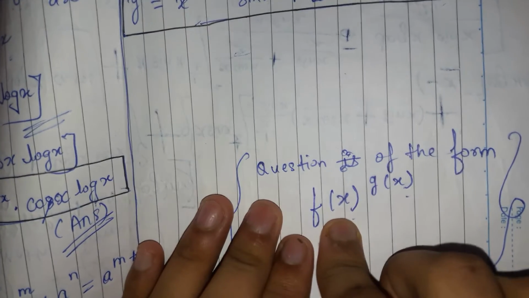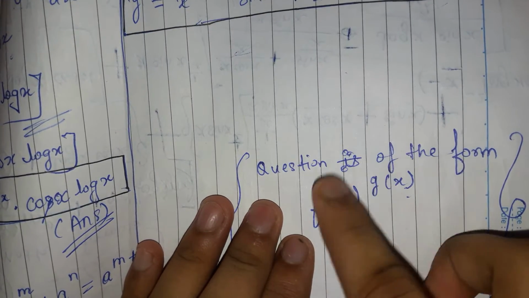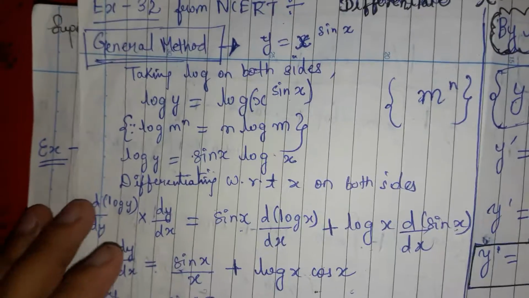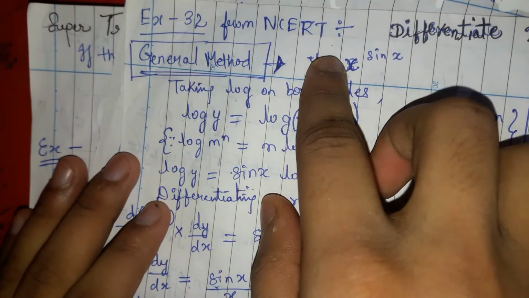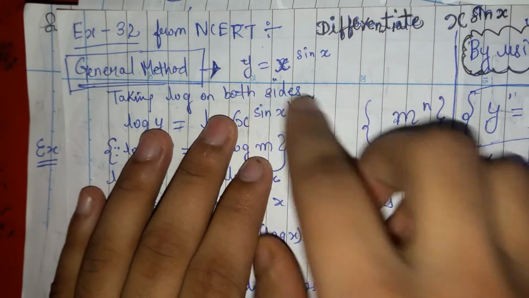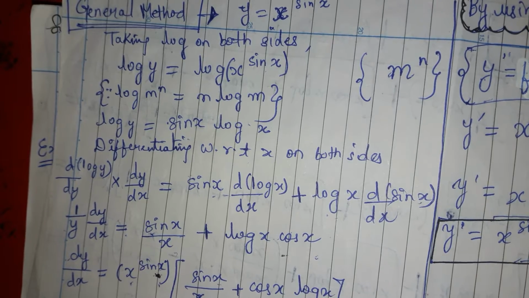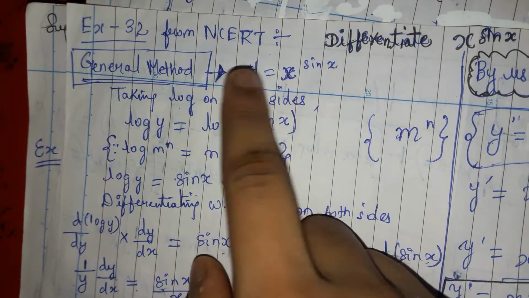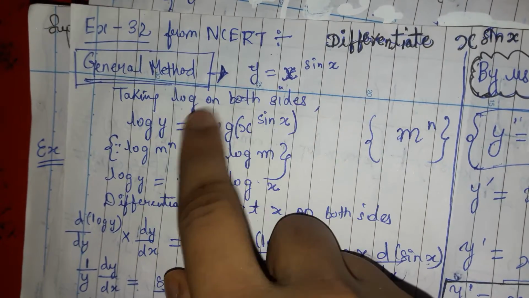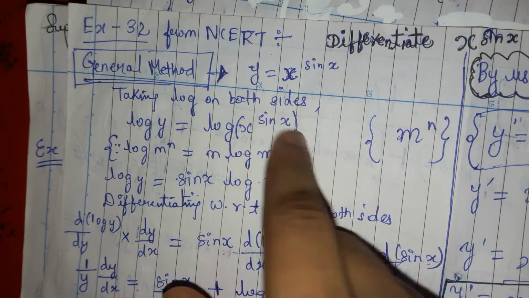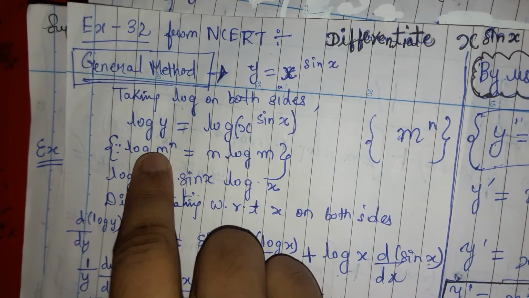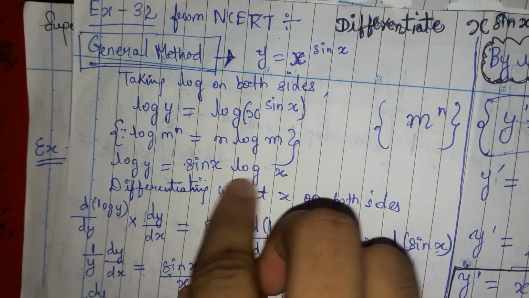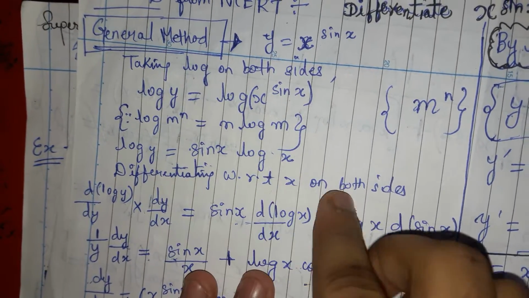When a function is raised to a function, for this type of question, first I am discussing the general method. In this type of question we need to take log on both sides. So y is equal to x to the power sin x. Taking log on both sides, log y is equal to log x to the power sin x. Using the formula for m to the power n, log y is equal to sin x log x. Differentiating with respect to x on both sides.